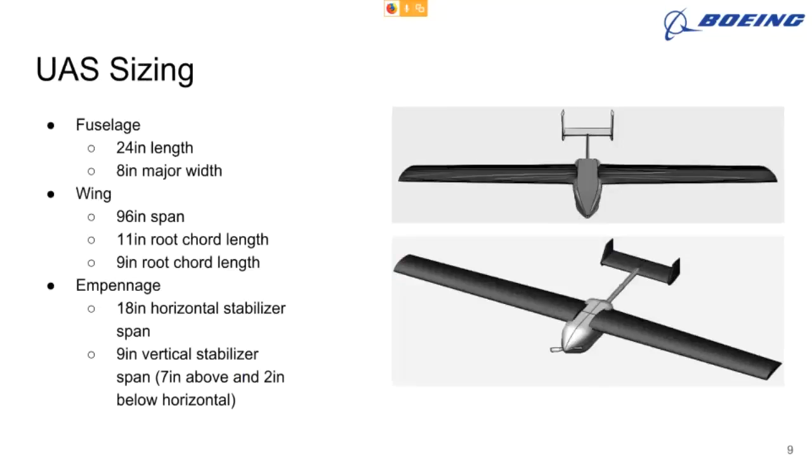The UAS sizing is a 2-foot length fuselage and an 8-inch width, wingspan of 96 inches, wing root of 11 inches, and a 9-inch tip chord length of 9 inches.